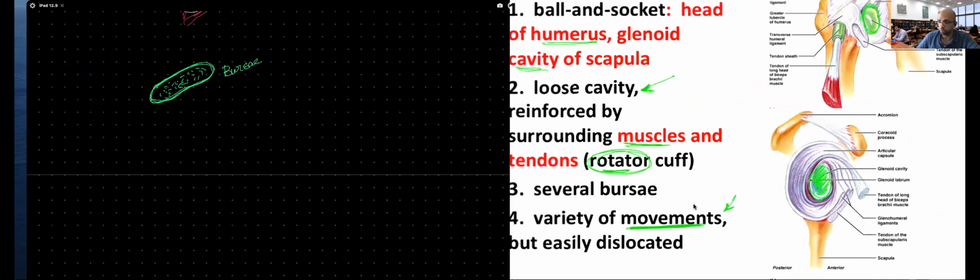This gives you one good thing, one bad thing. Good thing, it provides you with a wide range of motion. The bad thing, it's easily dislocated compared to something like the hip joint.